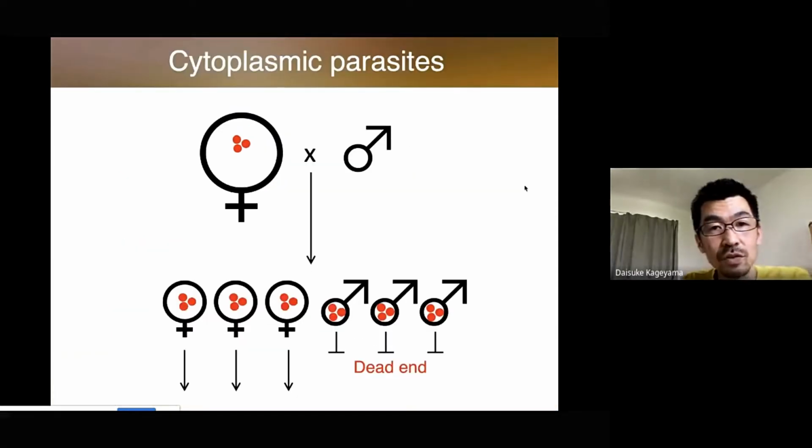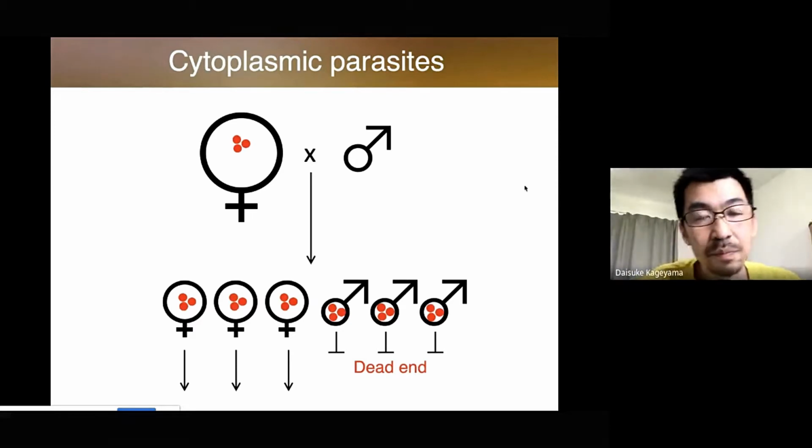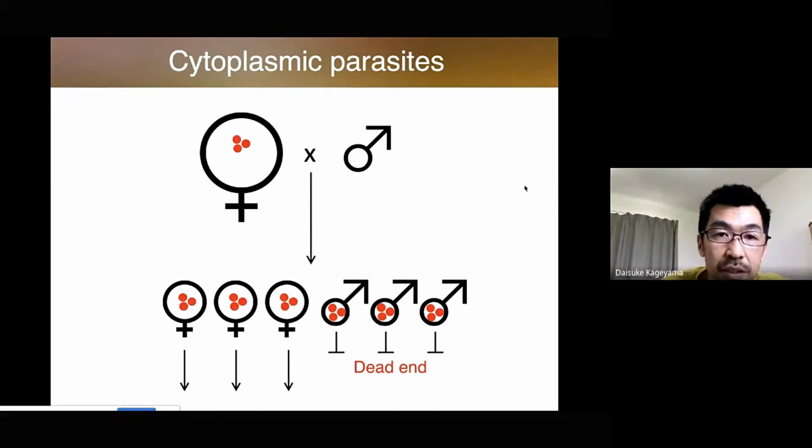I'm explaining about the cytoplasmic parasite that lives inside the cell. They are only transmitted from mothers, as you can see, to their offspring, males and females. But the cytoplasmic parasite in males has no transmission route anymore. If the host dies, they die together. It's a dead end.